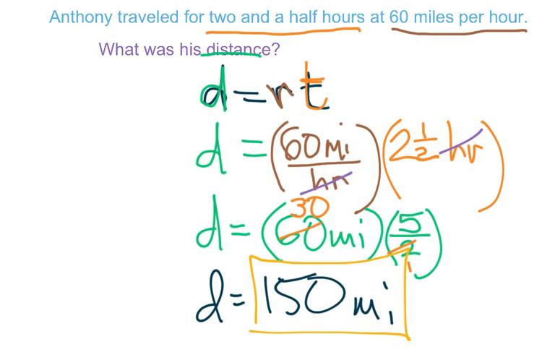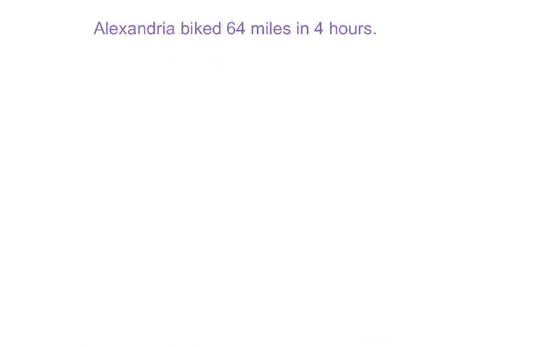That's Anthony. Let's talk about Alexandria, who biked 64 miles in 4 hours. Sounds like a lot, for me at least. So again, the question is, what was her average speed? Speed being that rate. And so I'm going to look at the key information they give me, but remember, I am going to use this formula every time.